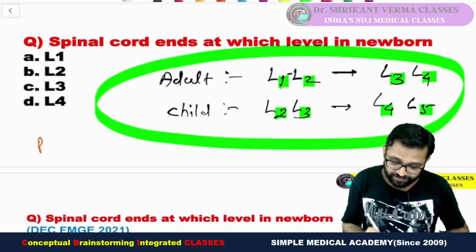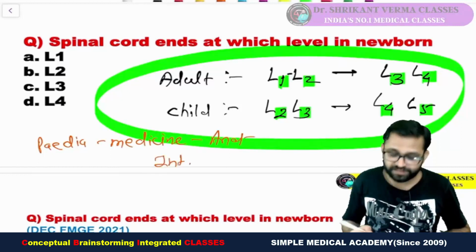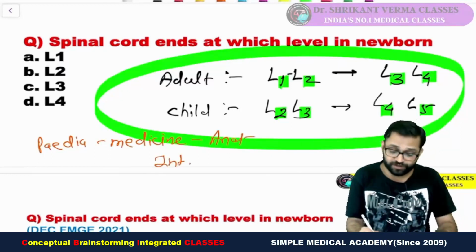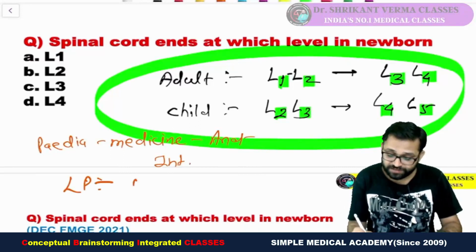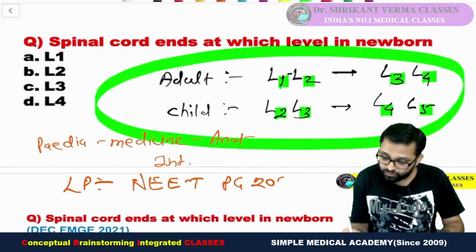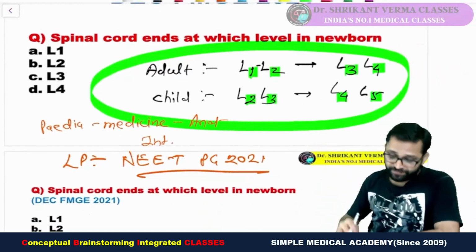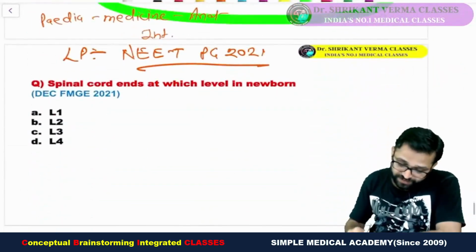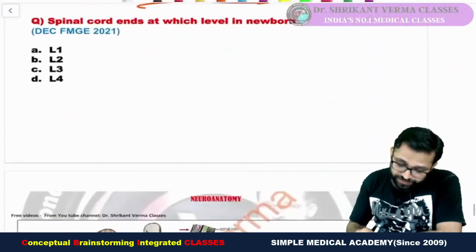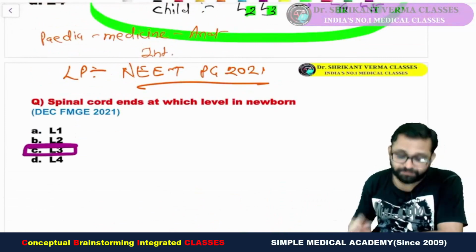Pedia, medicine, anatomy integration. Lumbar puncture is important, and lumbar puncture was asked in your NEET PG 2021 also. Okay, so this is the one easy way. See here, yes, we had seen this answer. Answer is, in the baby, the single best answer: L2, L3 both, but L3 is the best.